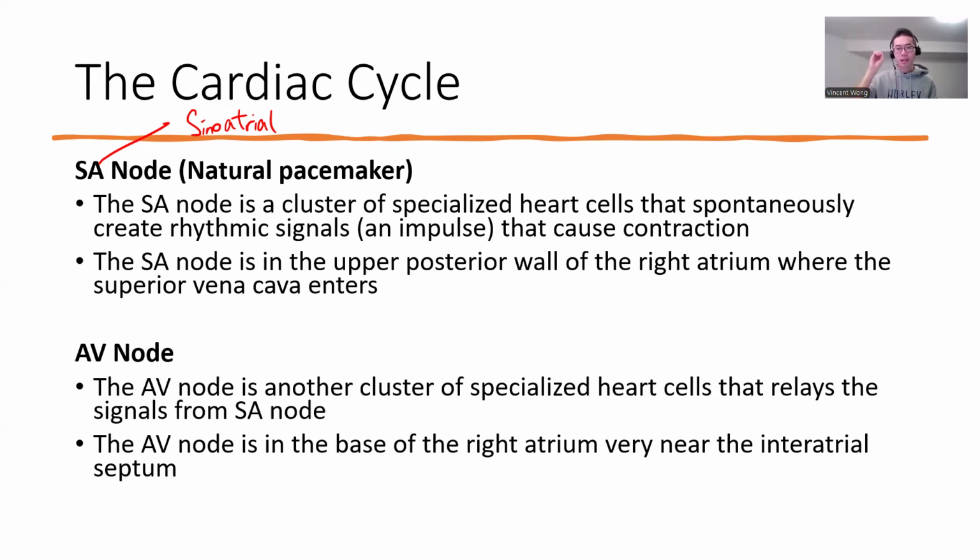Every time the electrical signal gets sent out, it spreads throughout the rest of the heart and causes it to beat. If the signal goes out faster, then the heart beats faster. If the signal goes out slower, the heart beats slower. That's the SA node. Further down, there is another node called the AV node. The AV node is going to relay the signal from the SA node and spread it to the rest of the heart.